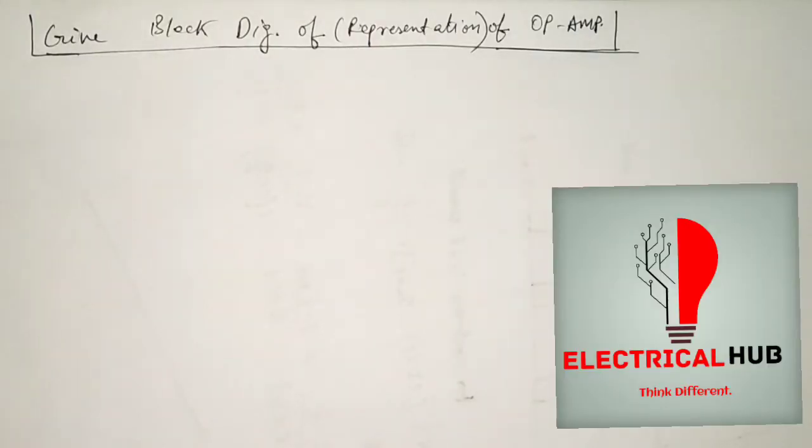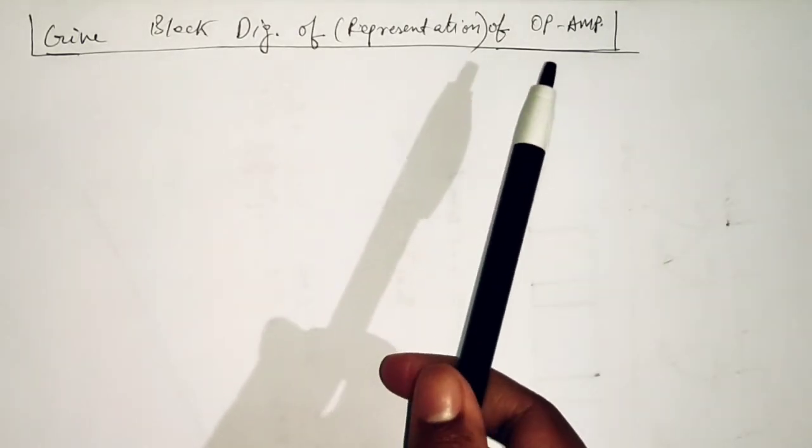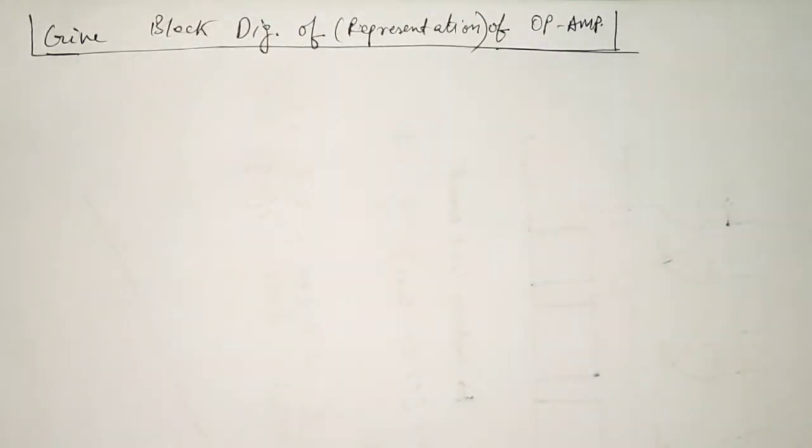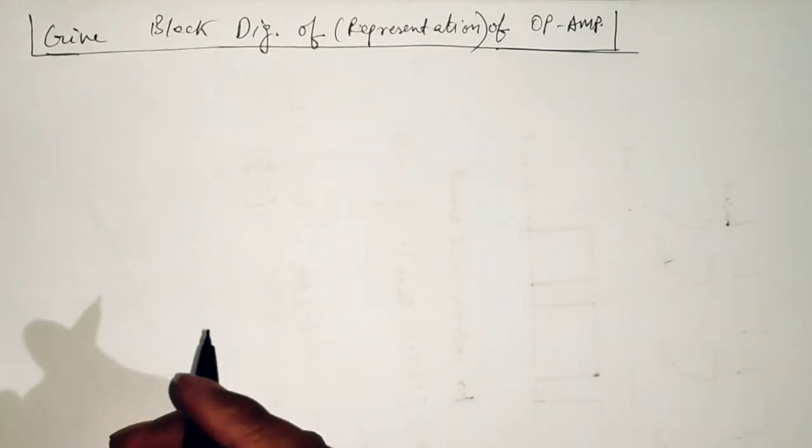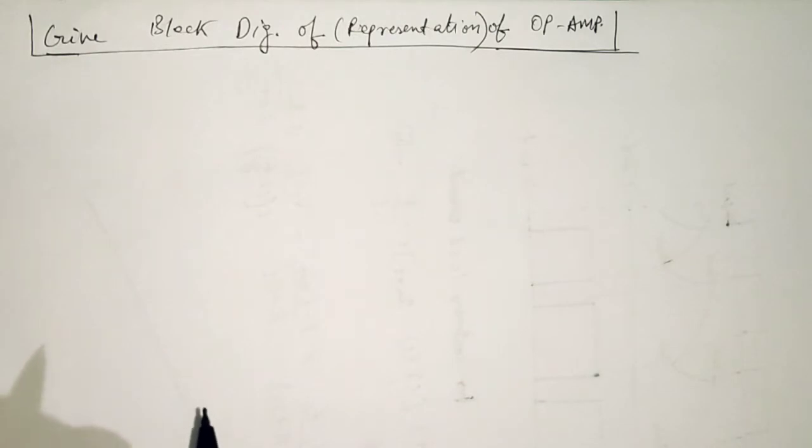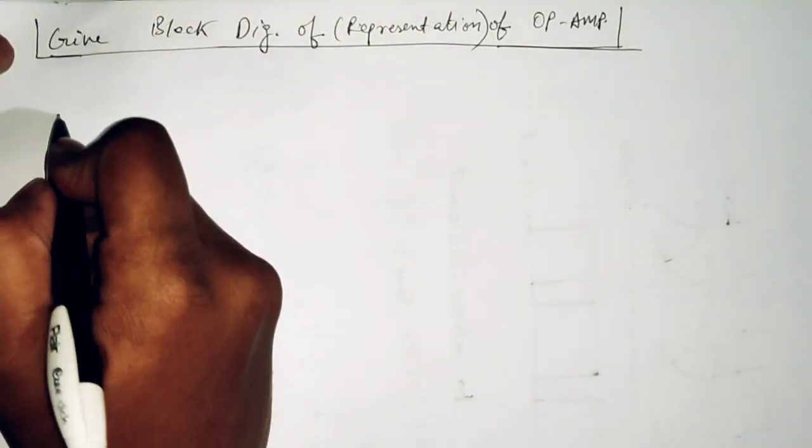So today's topic is to give the block diagram or the representation of the operational amplifier. These operational amplifiers are available in integrated circuit form. So let's draw the integrated circuit operational amplifier block diagram. The commercial integrated circuit usually consists of 4 cascaded blocks. Okay, so let me draw it.